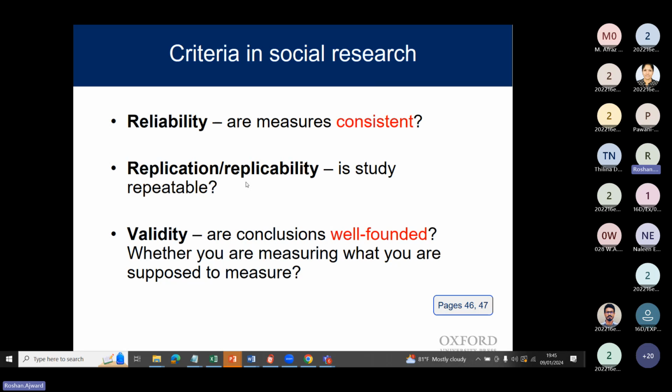Right? Reliability, replicability, and validity. So these are the three criteria that you could find in good research. The results are consistent, it's replicable, repeatable, and the conclusions are valid. Okay? Is that clear, Buddha?